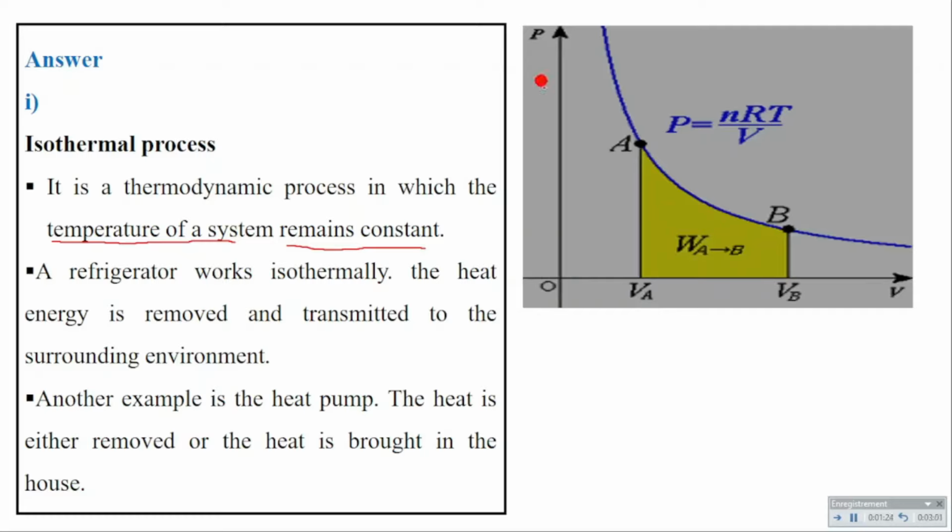If you check this diagram, during an isothermal process, the temperature remains constant while the pressure and the volume are changing. For example, you can see the pressure is decreasing while the volume is increasing.